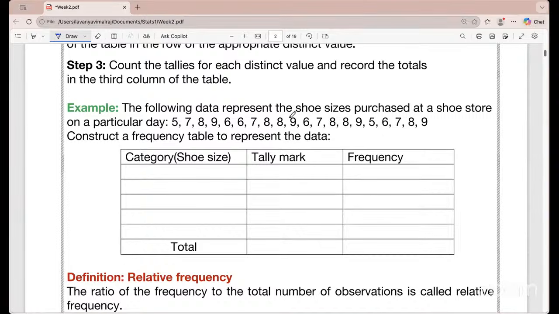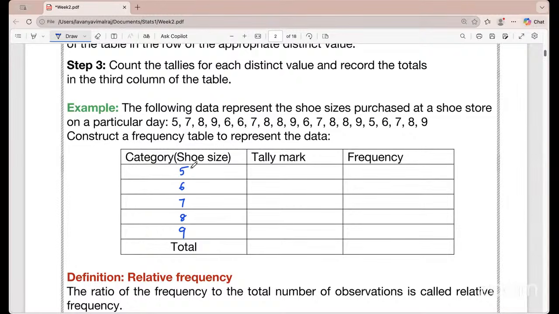5, 6, 7, 8, 9. So how many are there? Whatever these unique values are, we are going to first list them: 5, 6, 7. After we have listed them, we are going to count each of these entries present here.